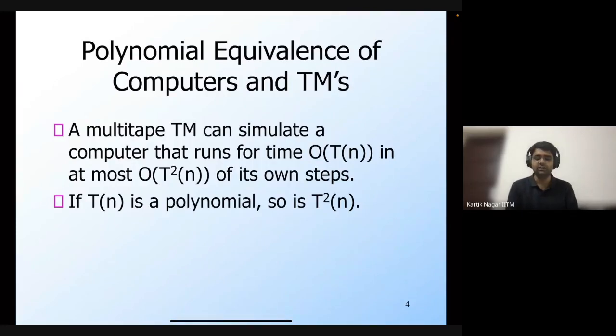If you take a standard single core computer, then a multi-tape TM can simulate such a computer, for time order of T(n), in at most order of T squared(n) of its own steps. So if the computer takes some order of T(n) steps to solve some problem, then the multi-tape TM will take at most order of T squared(n) of its own steps to simulate those steps of the computer. So if T(n) is a polynomial, then so is T squared(n). So that's why we only need to come up with a deterministic multi-tape machine.